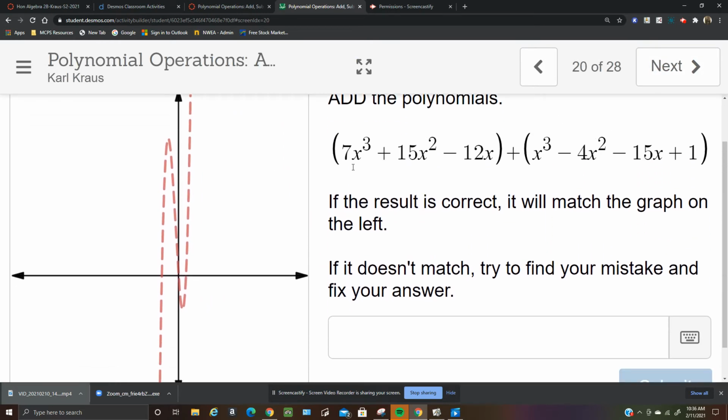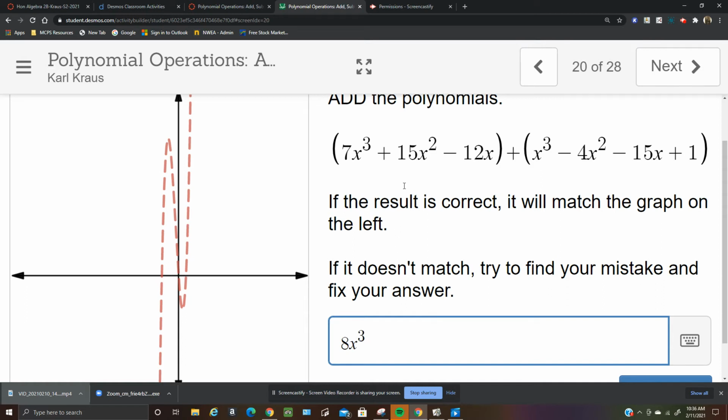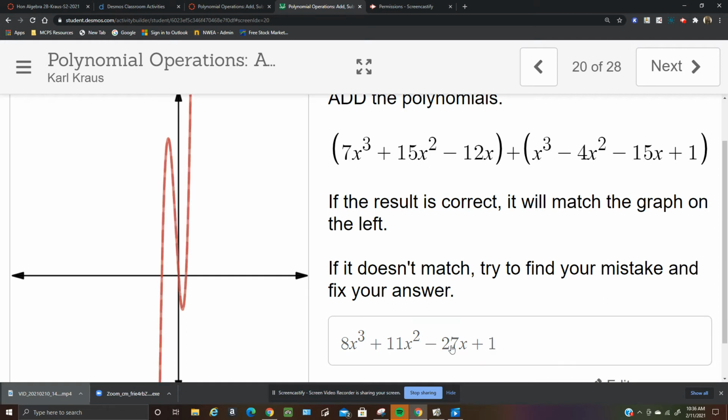So here, adding. So combine like terms, 8x cubed. And then 15x squared plus negative 4x squared is 11x squared. Negative 12x plus negative 15x is minus 27x. And then plus 1. And then it is correct with the graph there.